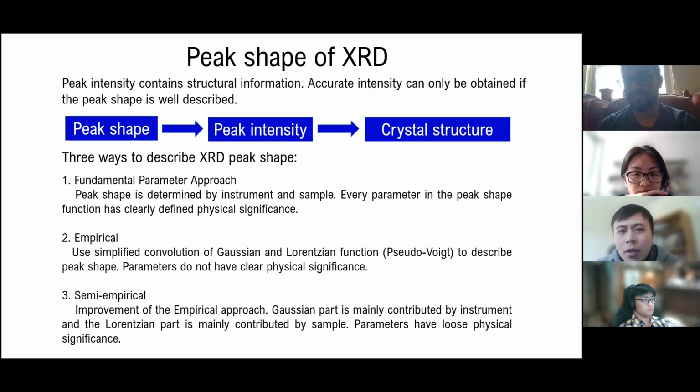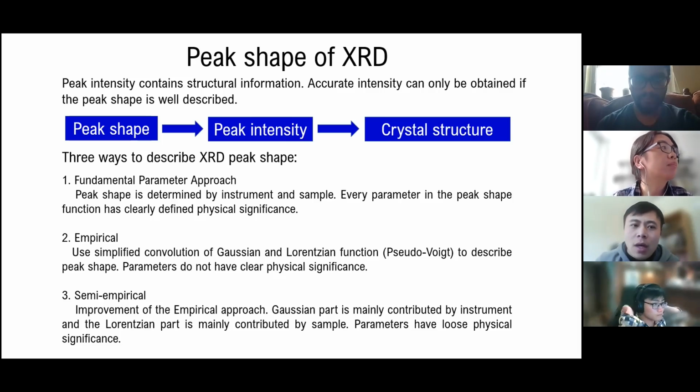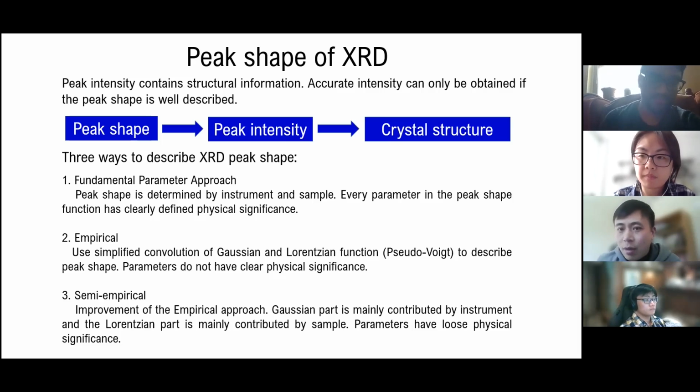Okay, so if you still remember, at the very beginning of the X-ray diffraction lectures, we mentioned that there are three things we need to pay attention to, right? The peak positions and the peak intensity, and the last one is the peak shape, the peak profiles. And those three can be correlated in a certain sense.